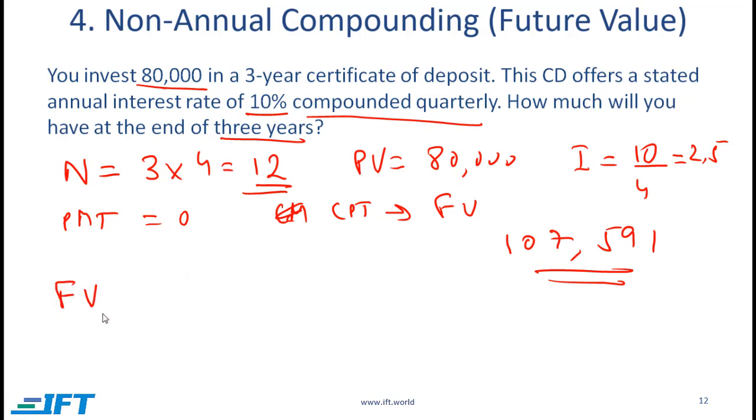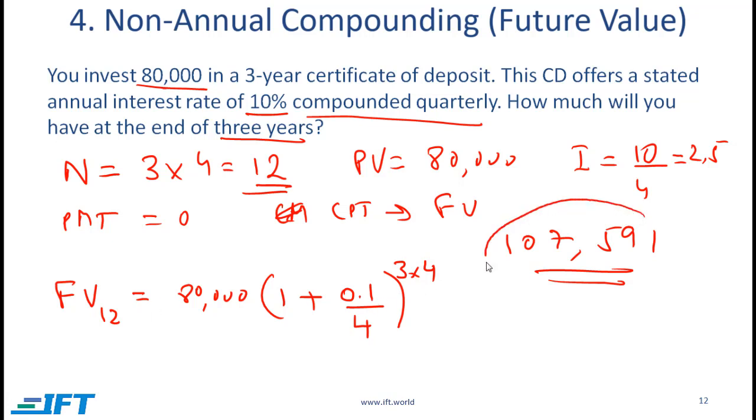You could also solve this problem using the formula, and the way you think of that is as follows. Your future value at the end of 12 periods, remember 3 years means 12 periods in this example, is equal to the present value, which is 80,000, into 1 plus the interest rate. Now the interest rate has to be the interest rate per period, which is 0.1, that's the 10%, divided by 4 because we have 4 periods in a year, and then raised to the power of the number of periods, which is 3 years multiplied by 4 periods per year. And when you do this calculation, you should get the same answer.